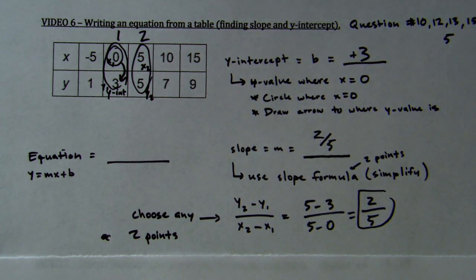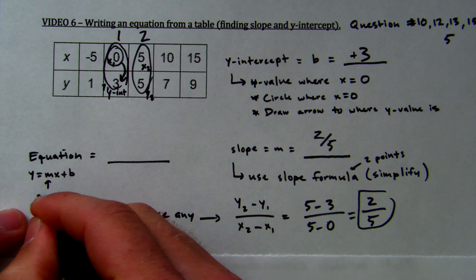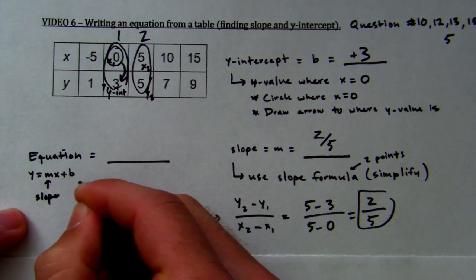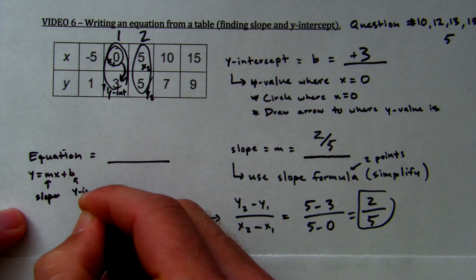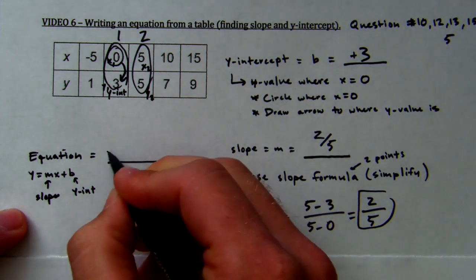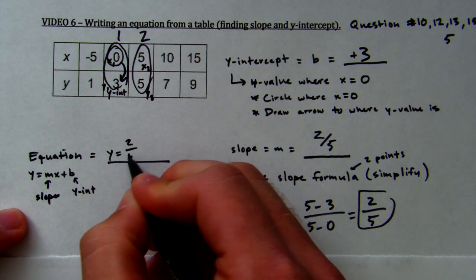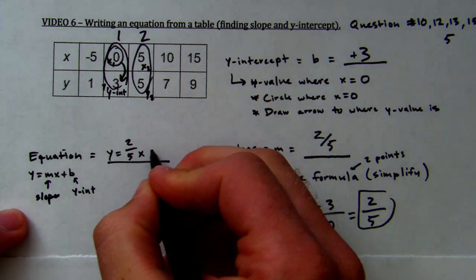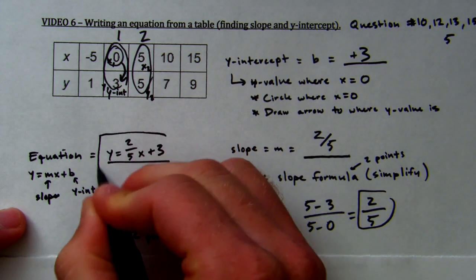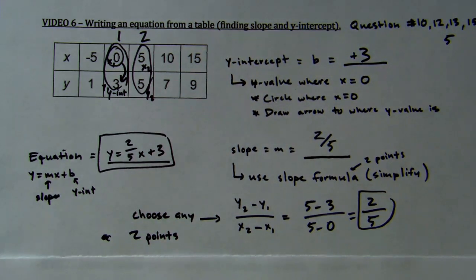Now, for the equation, we plug in our slope, which is m, and our y-intercept, which is b. So y equals 2 over 5x plus 3. And that, my friends, is our final equation in writing an equation from a table.